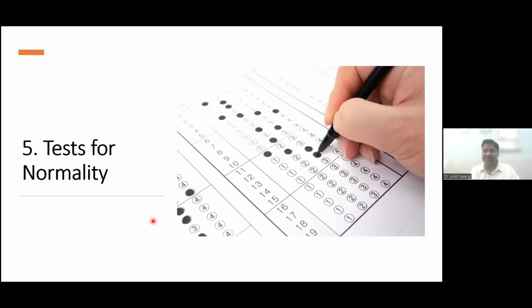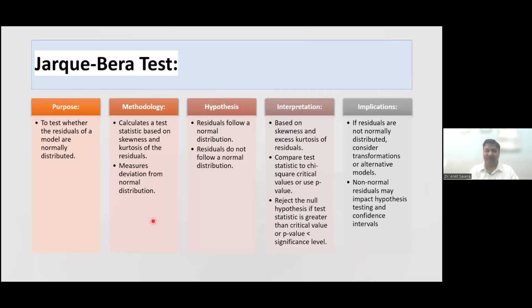Last for the day is the test for normality, and for that we normally use the JB test, that is the Jarque-Bera test, and that can be used for seeing whether your data is normally distributed or not. And it's a very simple thing. See, you have done the analysis.